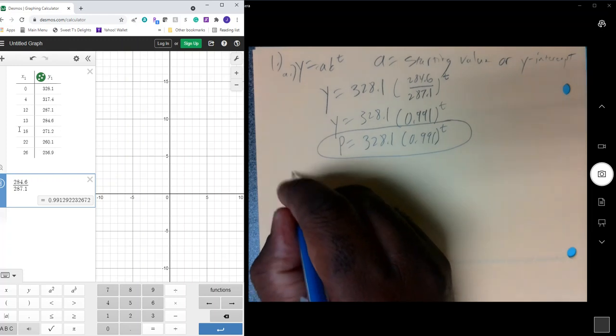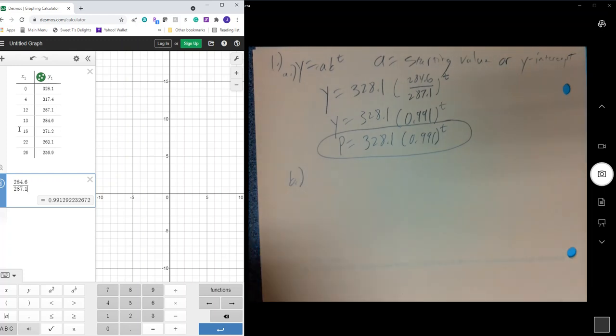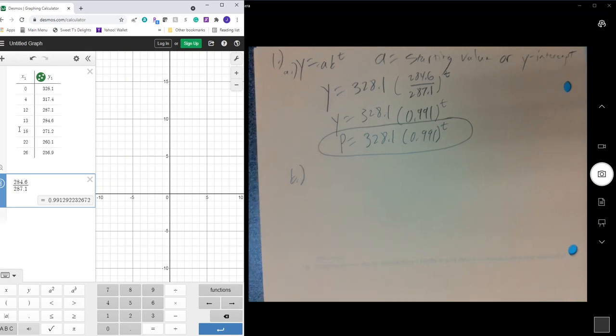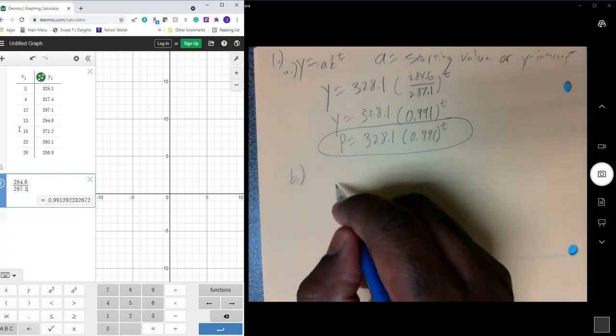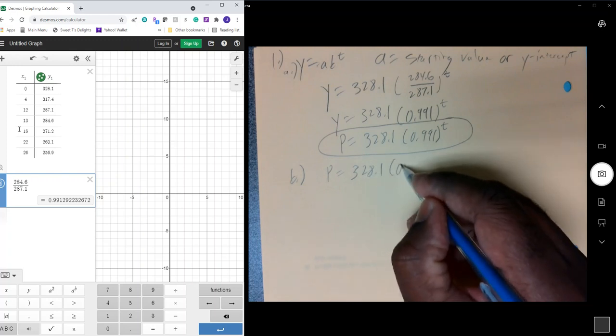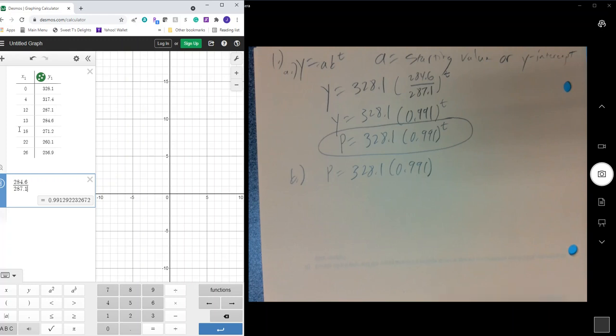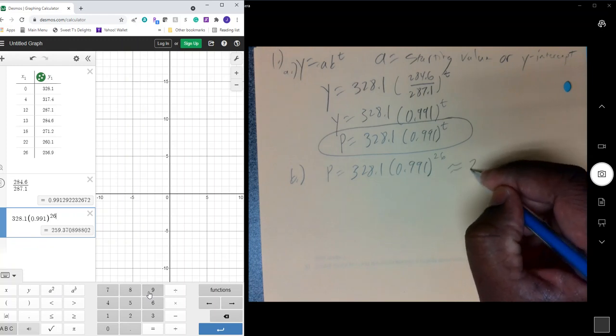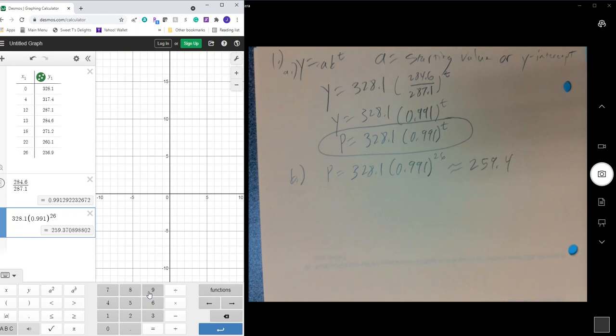Now we come here to 1B. It says, does the function in part A give an accurate value of the population of Buffalo in 2016? So what we would do, we would take this formula, P equals 328.1 times 0.991. And remember, we're looking at 2016. So your T would be 26 because that's 26 years past 1990. So we will put this in our calculator. We had 328.1 parentheses 0.991, close your parentheses, taken to the 26th power. So that would give us approximately, if we round to one decimal place, 259.4.